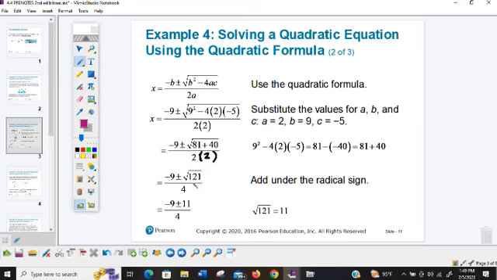Now, if you plug this in a calculator, or if you know this one, square root of 121 is 11. So this one is kind of interesting. We end up with negative 9 plus or minus 11 over 4.